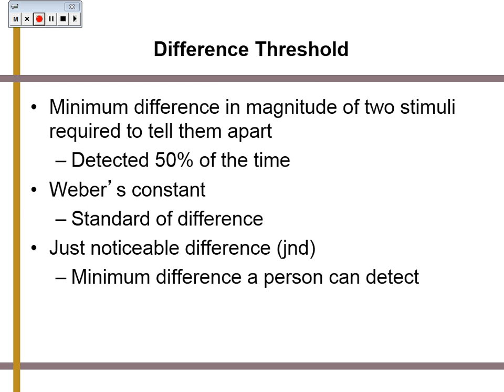Now, inside of your absolute threshold, you have what is called a difference threshold. It goes by three different names. You'll hear it called Weber's Law, difference threshold, or just noticeable difference. Same concept, three names.